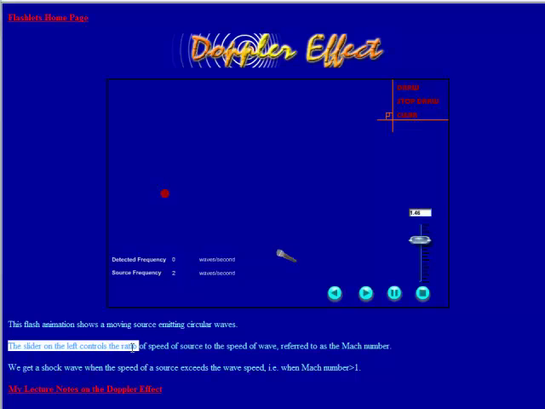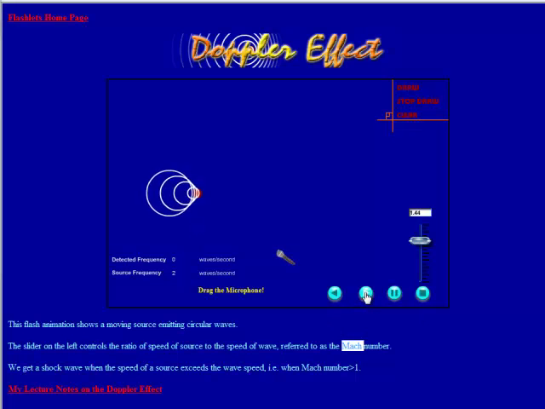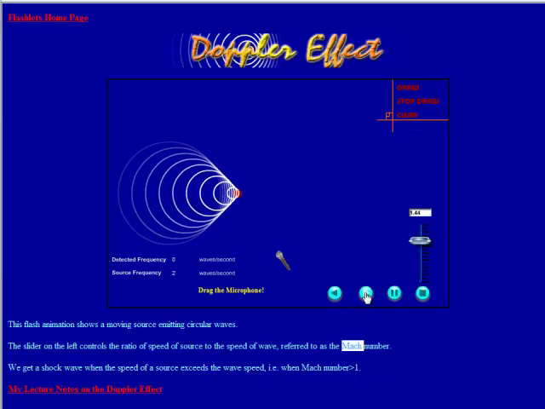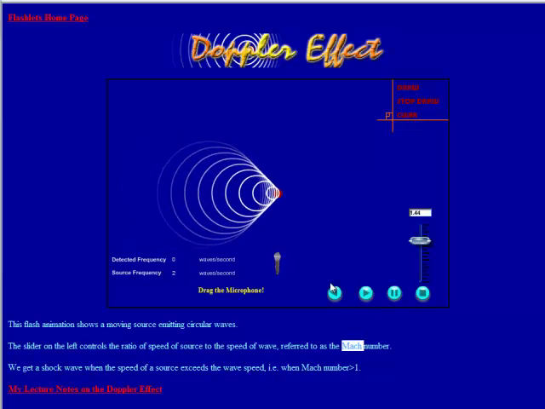The slider on the left controls the ratio of speed of source to the speed of wave. The slider is on the right hand side, and here's this ratio, 1.46. We could change that, but I'm just going to leave it here at 1.46. That is referred to as the Mach number, and it's pronounced Mach because he was Austrian. And that means right now that the source is traveling faster than the velocity of the wave, and so you get that kind of shock wave.